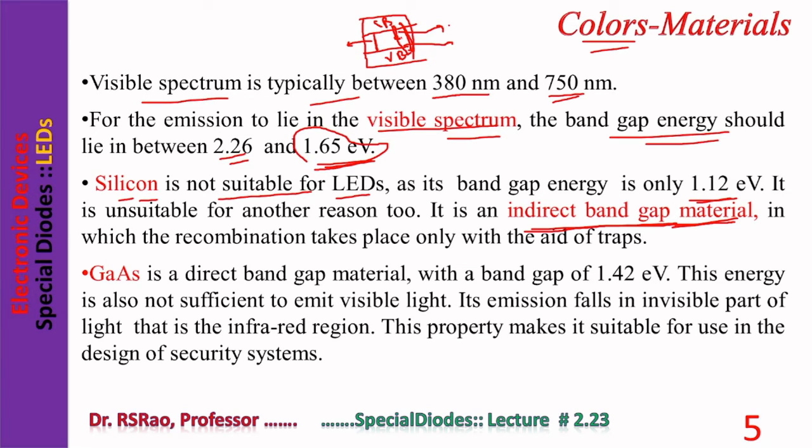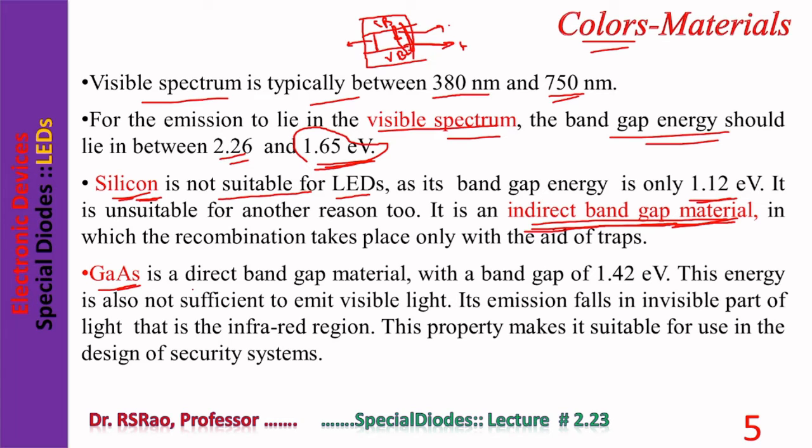It is not equal to, it is less than the band gap energy. So here also the radiation energy is small, so the frequency is small, so it cannot be light. So in indirect band gap materials, the released radiation is of small frequency. Small frequency radiation cannot be light. Another point: that's why silicon is not suitable.